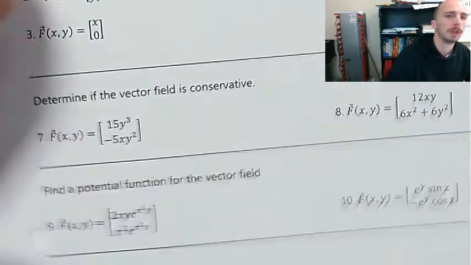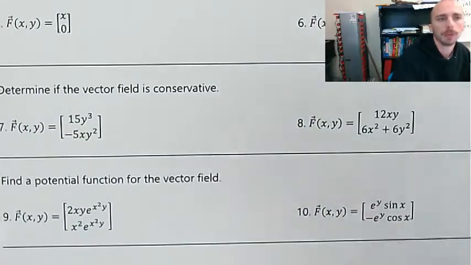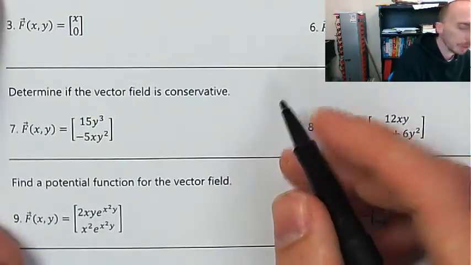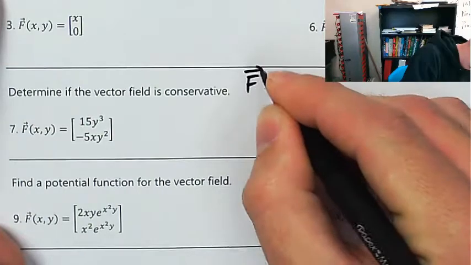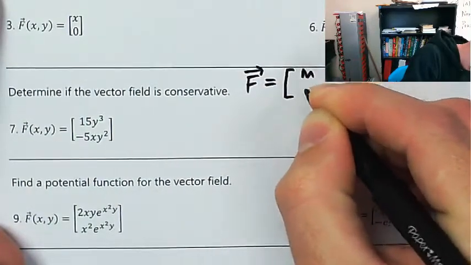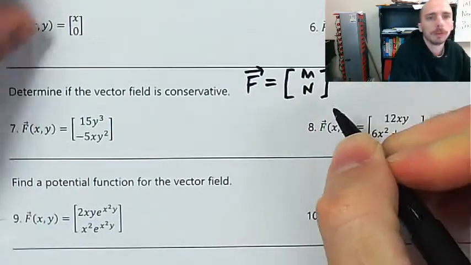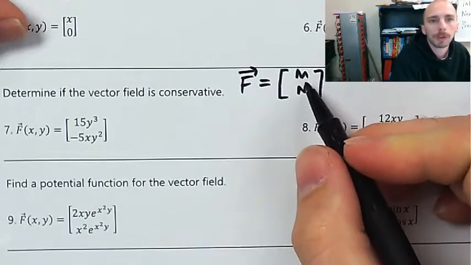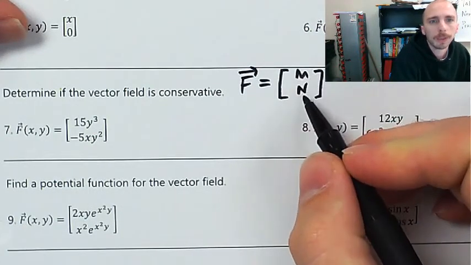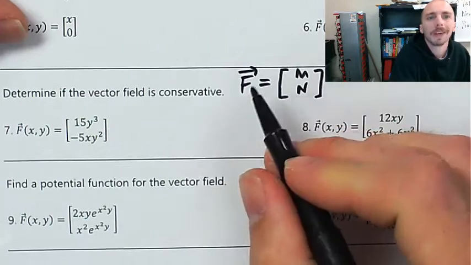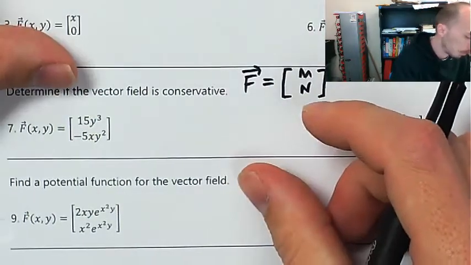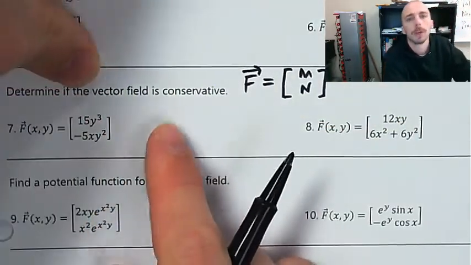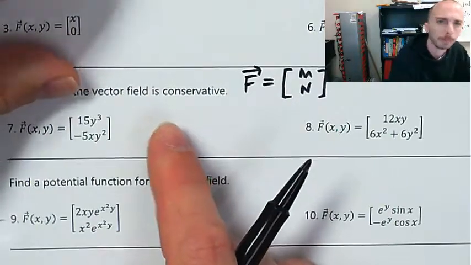The next set of problems is determine if the vector field is conservative. We saw the theorem: if M sub y equals N sub x. If we've got f equaling M and N, because it's a two-dimensional vector field, and the partial of M with respect to y equals the partial of N with respect to x, then f is the gradient of something else. But we're just checking to see if it is or isn't. We're not finding the potential function, although we could.